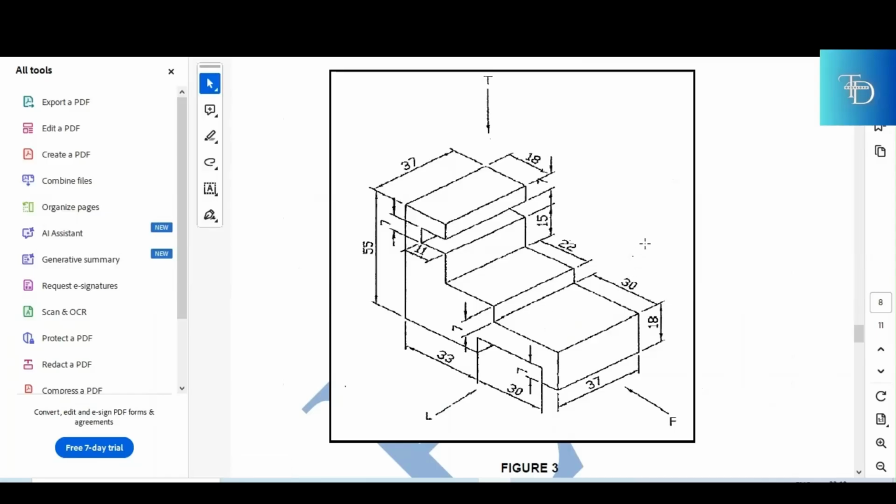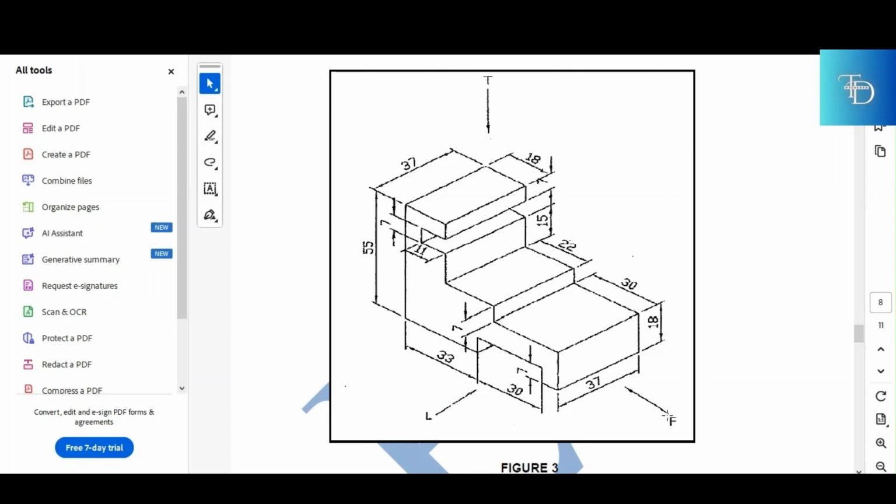Alright, here's the view of the casting. So remember, they required you to draw a front view from the direction F. There is your F. And then they wanted you to draw a top view from direction T, and then obviously the left view from direction L.